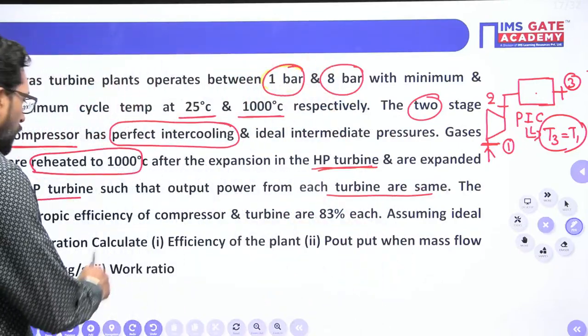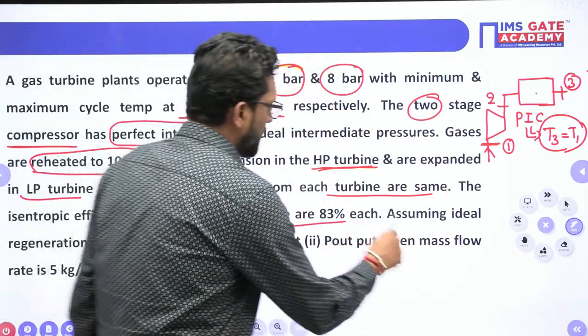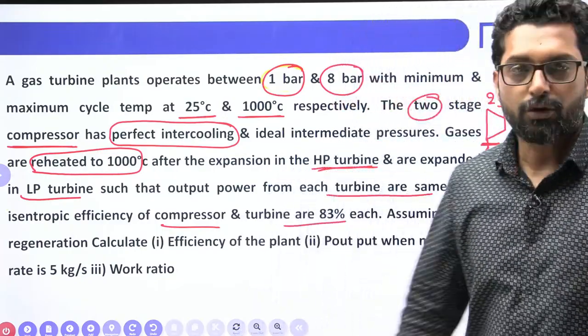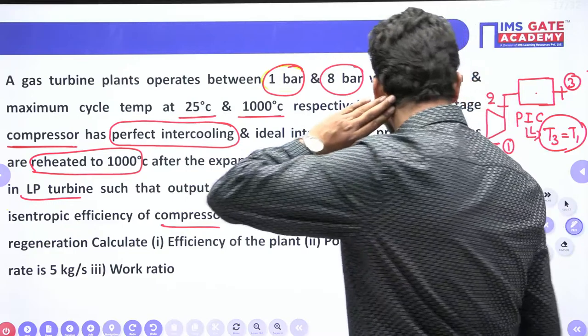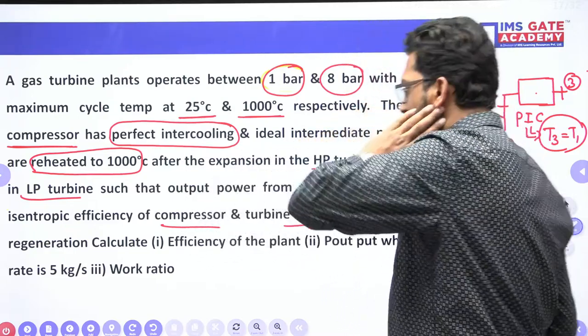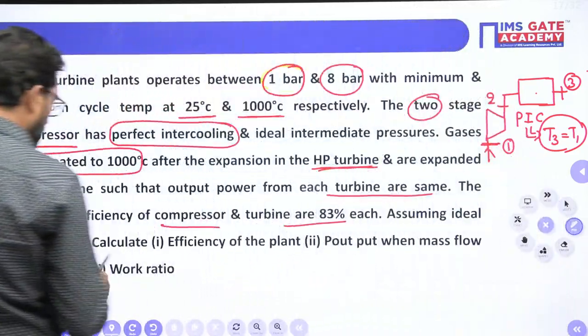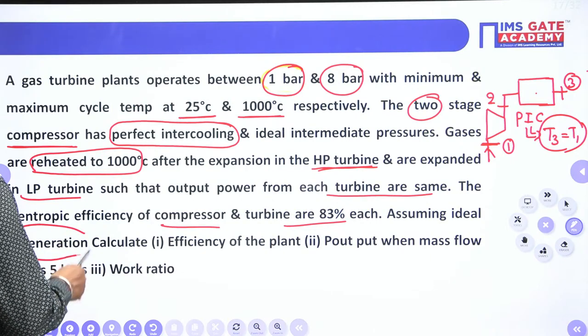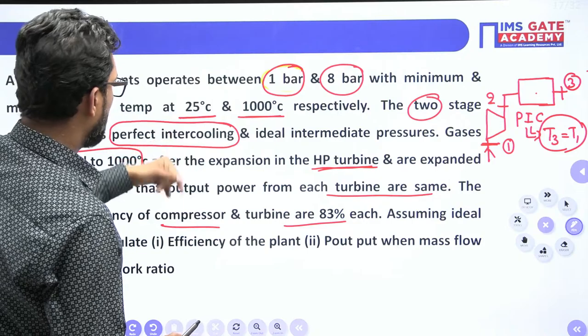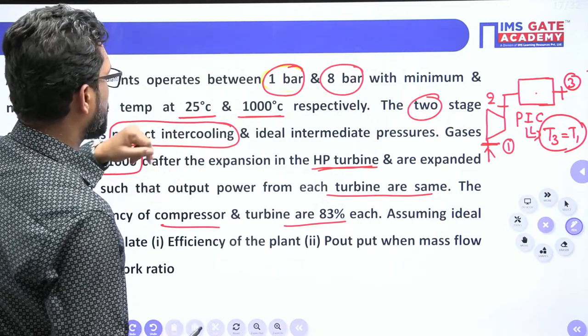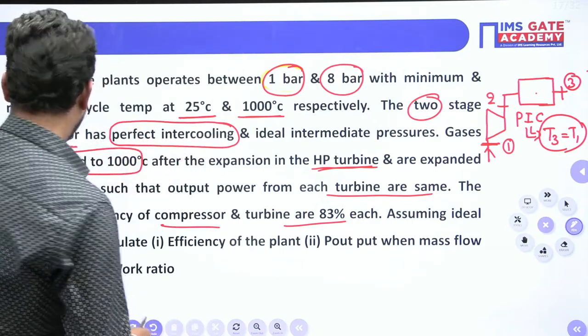And the isentropic efficiency of the compressor and turbine is also given, 83%. So there must be two processes, actual and ideal. Assuming ideal regeneration calculation, there is an intercooler, a perfect intercooler, and the gas is reheated.